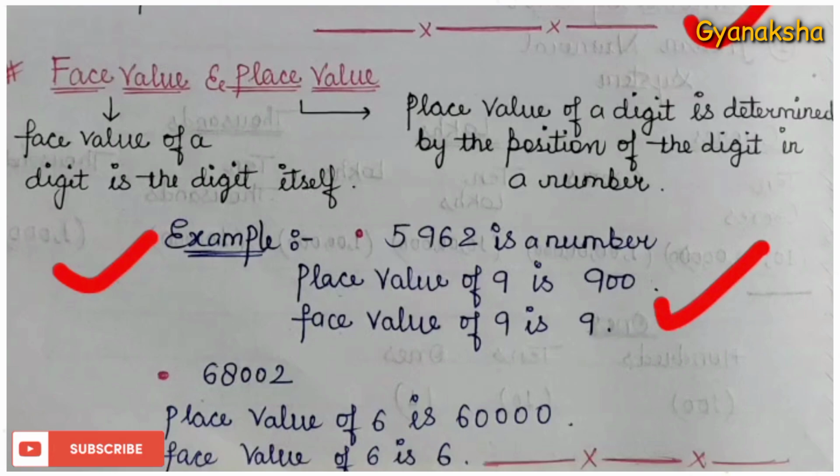Another example, 68,002. Here 2 is at the ones position, the 2 zeros are at the tens and 100 positions, 8 is at the position of 1000, 6 is at the position of 10,000. So the place value of 6 is 60,000. The face value of 6 is 6 itself. So again I am repeating, face value means the number itself, place value means the position of the digit in a number.